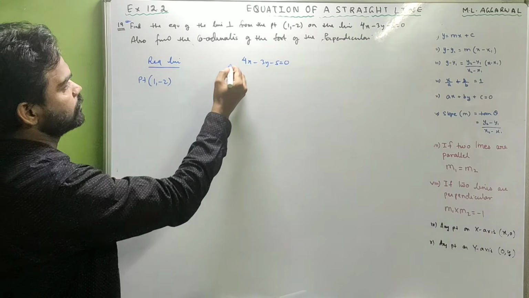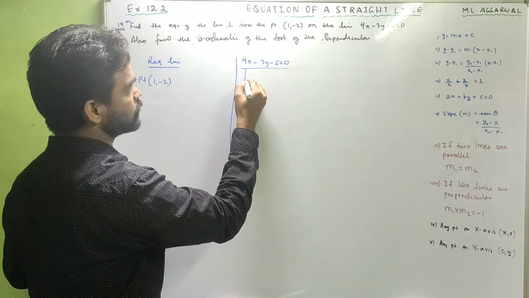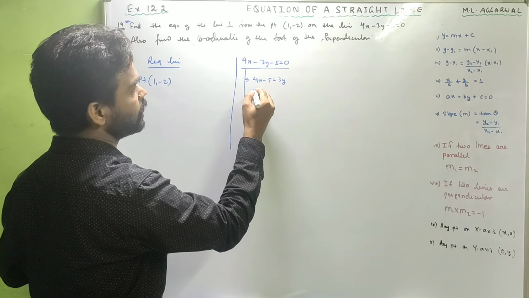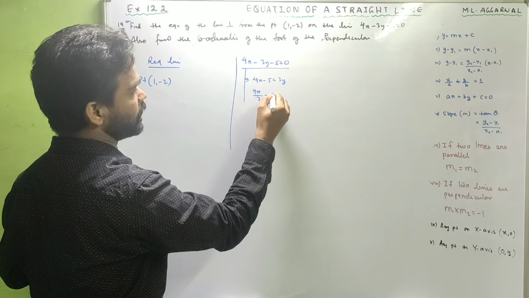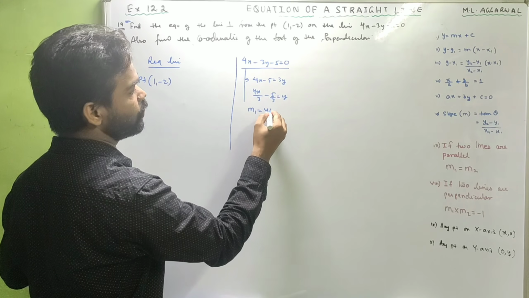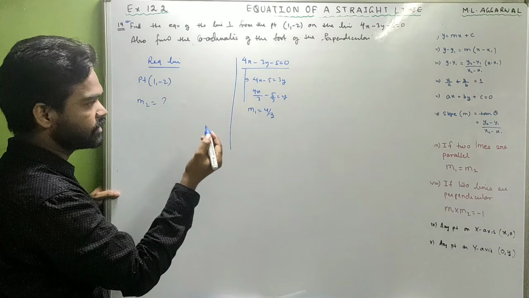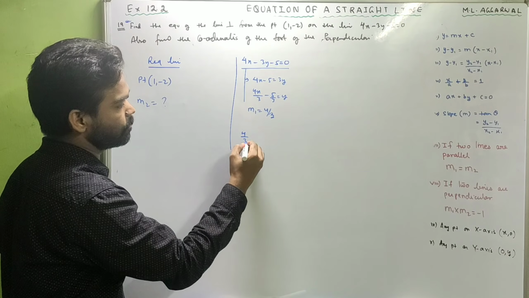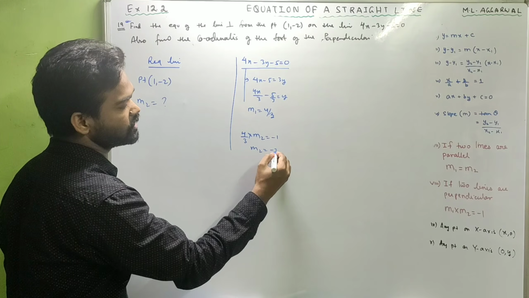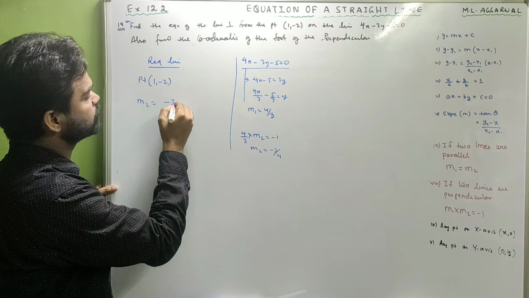Okay, now we know how to do this. Find the slope of this. So this will be 4x minus 5 equals 3y, or 4x by 3 minus 5 by 3 equals y, which means your slope m1 is 4 by 3. Suppose the slope over here is m2. Then we know m1 multiplied by m2 will be minus 1. So m2 will be minus 3 by 4, which means the slope we got is minus 3 by 4.